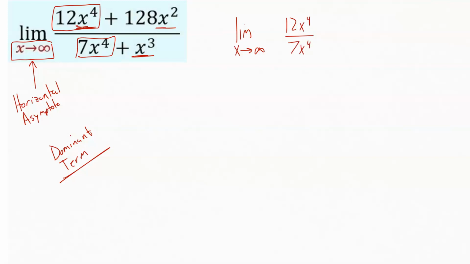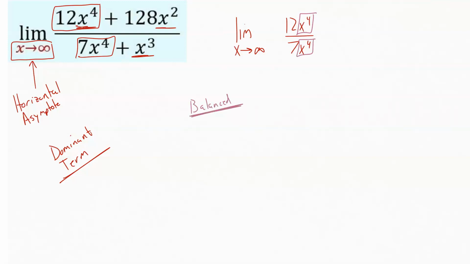Now what I do is I just decide, am I looking at a top-heavy situation, a bottom-heavy situation, or a balanced situation? Where is the dominant term for this graph? And so what we can see here is that we're actually in what's known as a balanced situation. The highest power of x occurs on the top and the bottom of our fraction here.